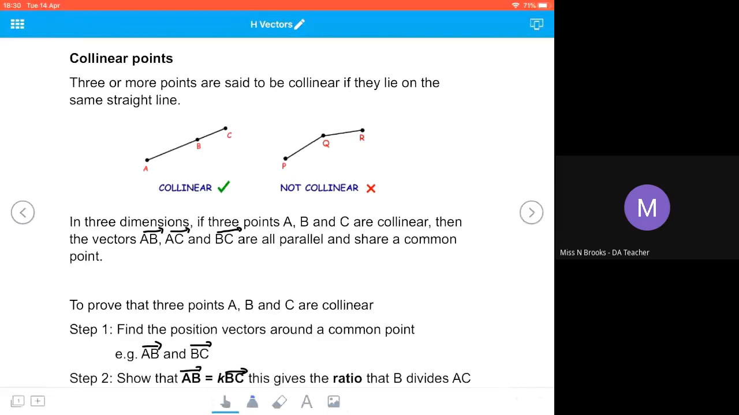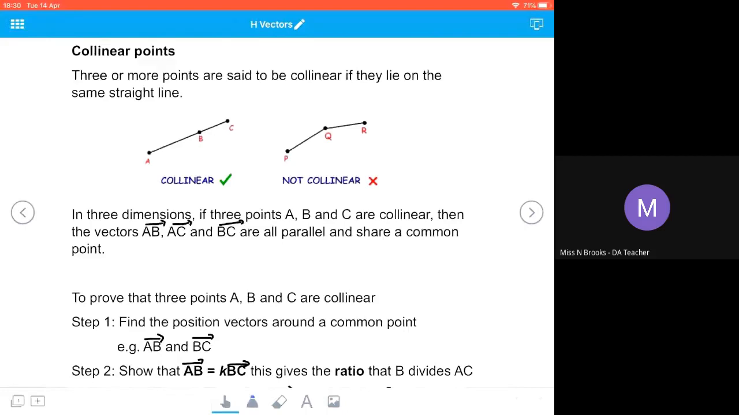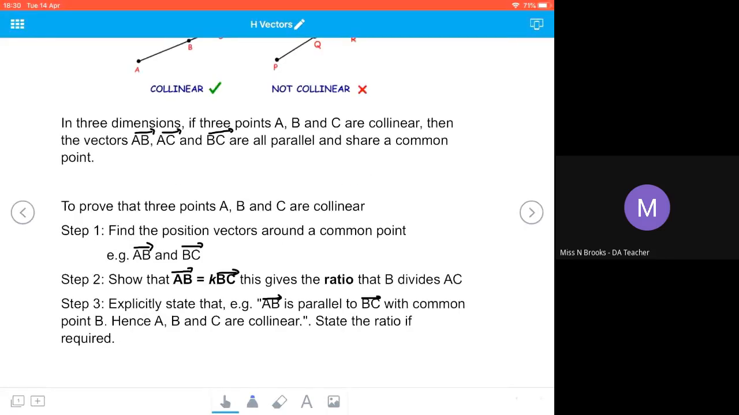So to prove that 3 points A, B, and C are collinear in 3 dimensions, we need to find the position vectors around a common point, for example, vector AB and vector BC. Then we need to show that AB is a scalar multiple of BC, and that will give us the ratio that B divides AC, and we do that by taking out a common factor. And then step 3, we need to explicitly state that vector AB is parallel to vector BC with a common point B. Hence, A, B, and C are collinear, and state the ratio if required.